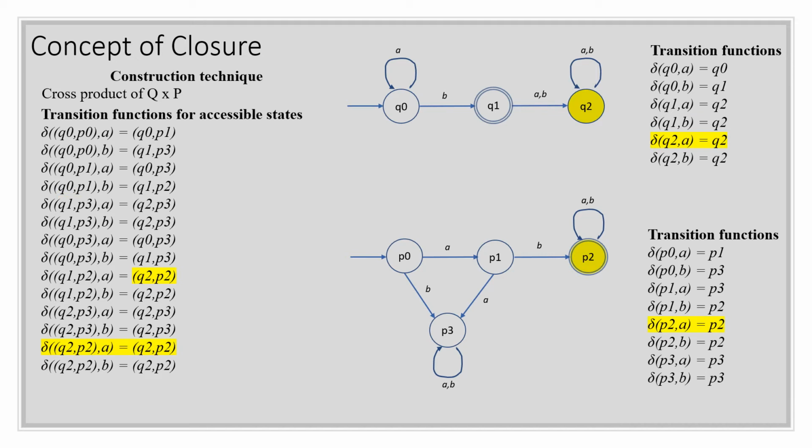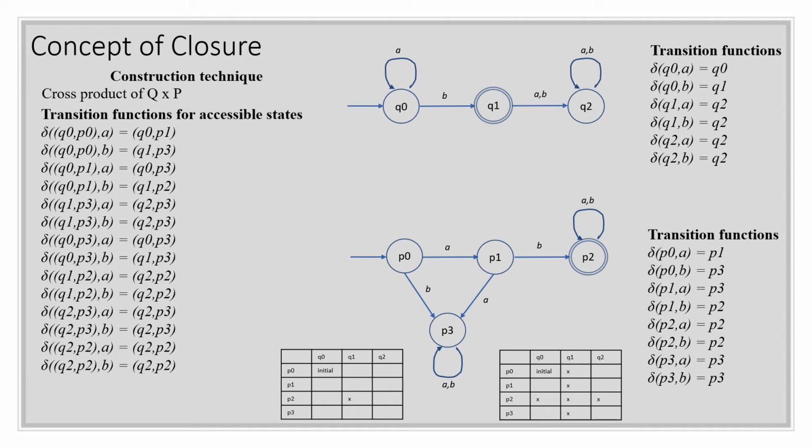The next state we need to do is Q2, P2. So Q2, P2 with an A, we stay in Q2, P2. Q2, P2 with a B, we stay in Q2, P2. So let's see if there are any more accessible states. Q2, P3 has already been done. Q2, P2 has already been done.